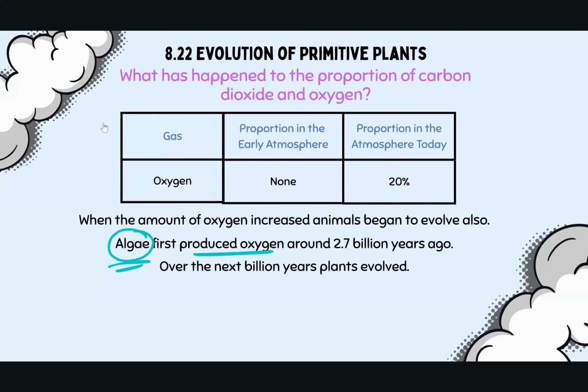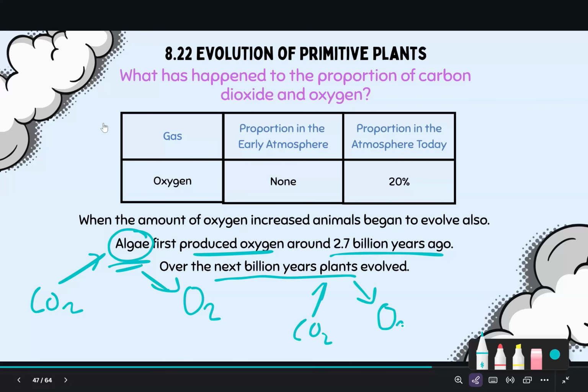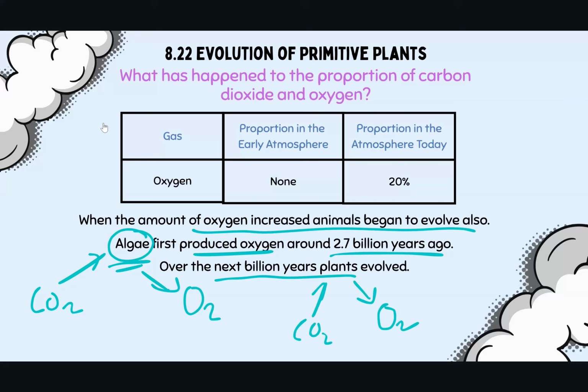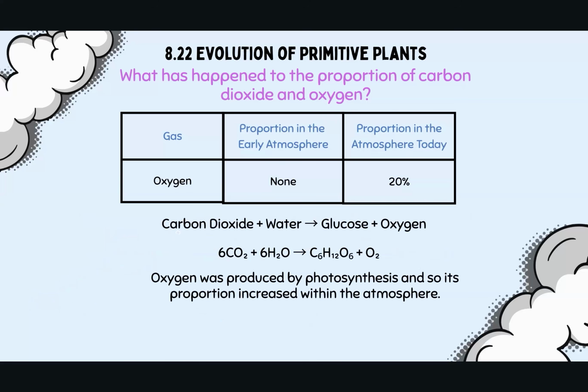They produce oxygen around 2.7 billion years ago. So the algae photosynthesized, they start to take the carbon dioxide in and release oxygen. So the algae took CO2 in and released oxygen, which means over the next billion years or so, plants started to evolve. And they also took in carbon dioxide and released oxygen. So as the oxygen levels start to increase, animals that survived using oxygen began to evolve and spawn out of nowhere also. So carbon dioxide plus water.